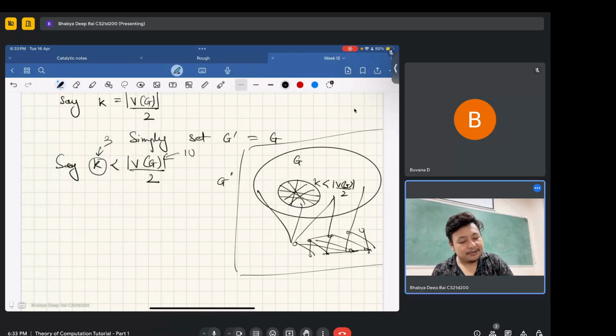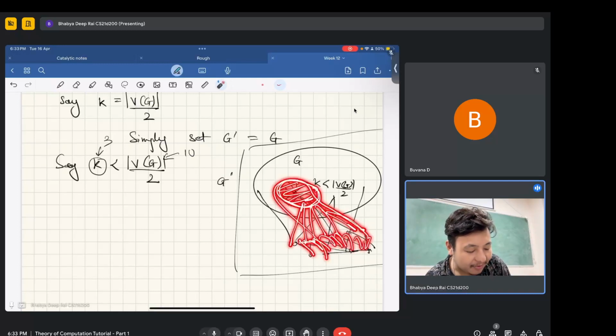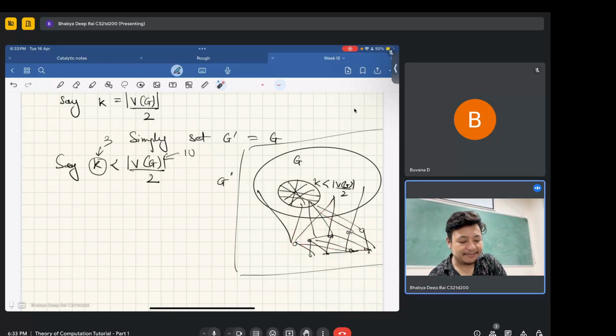This is the idea. Now what happens? Since this is a complete graph, a small complete graph, this is a clique. Now additionally, it is also adjacent to every vertex in this new set of vertices, and these new vertices are also adjacent to each other. So this will form a bigger clique. This part will form a bigger clique.